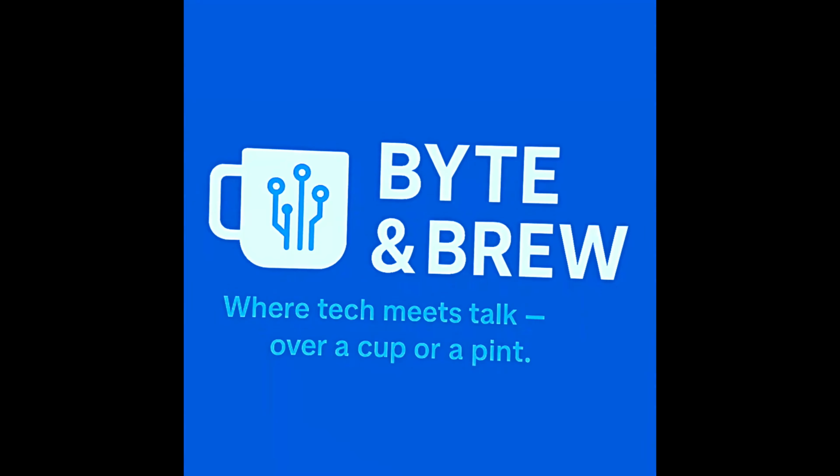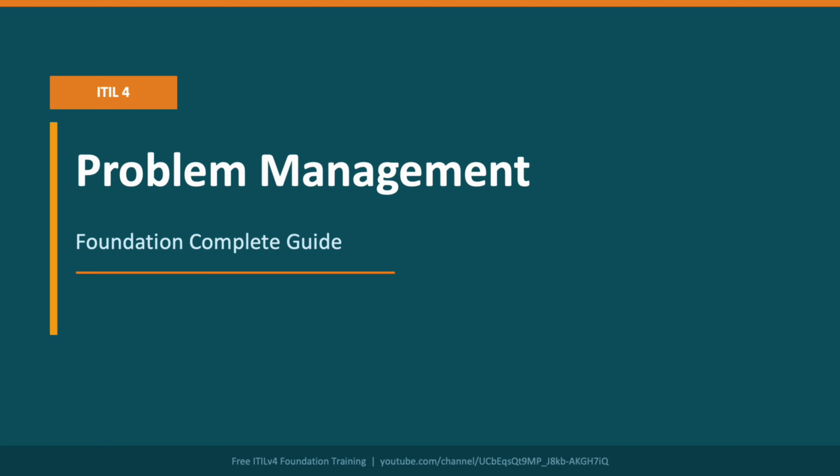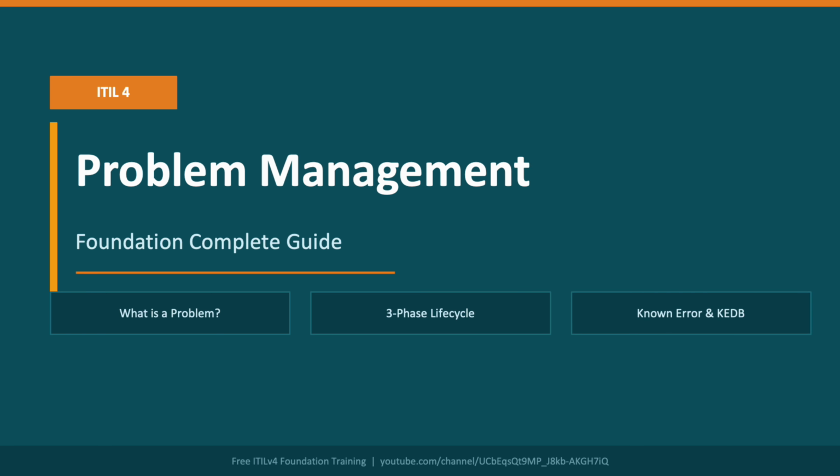Hello, good morning everyone. We are going to start a new topic today, which is problem management from ITIL 4. We'll see what we are going to study ahead and how we are going to understand this new term. The first question is: what is a problem? Second, the three-phase life cycle of a problem, or you can say PBR tickets. And the third one is known errors and known error databases. We are going to learn about these three things ahead.